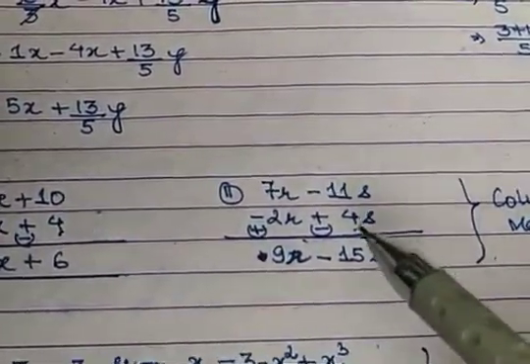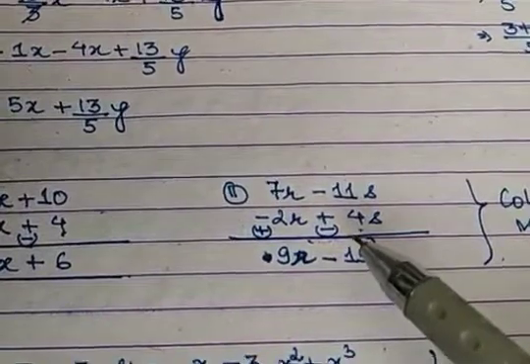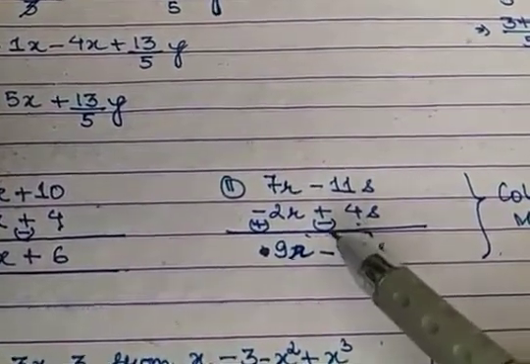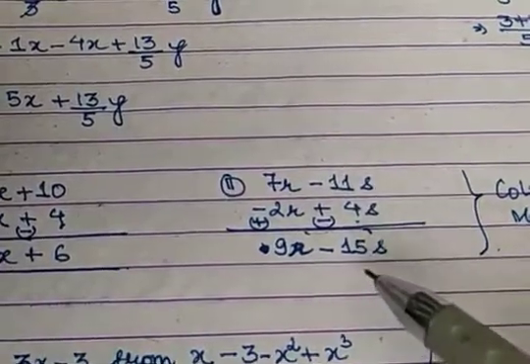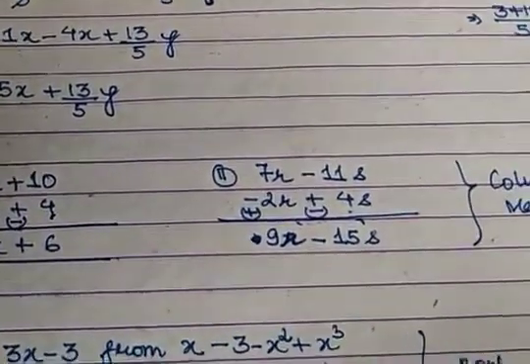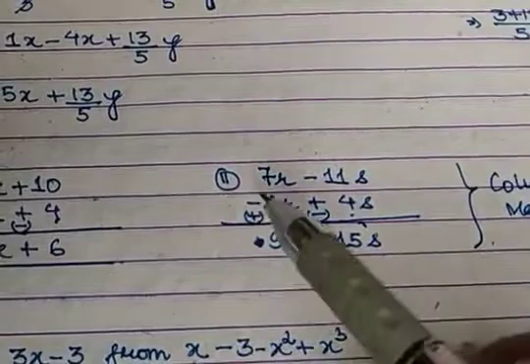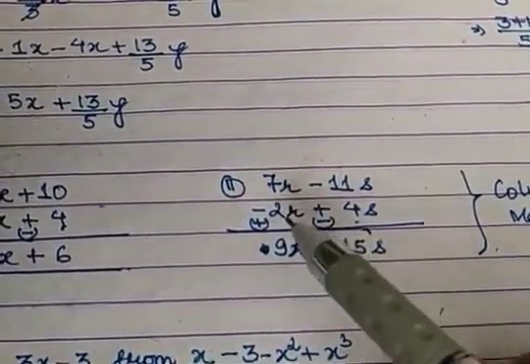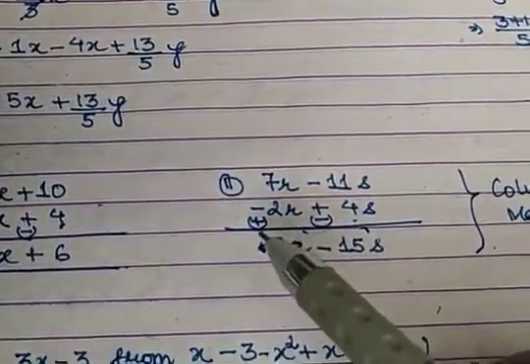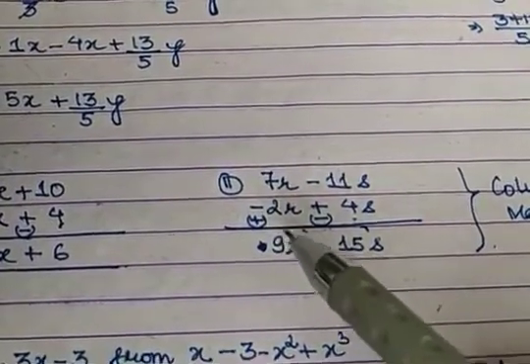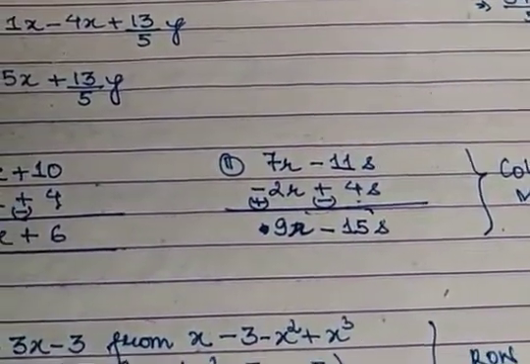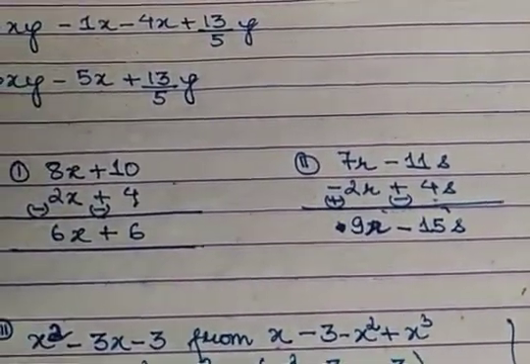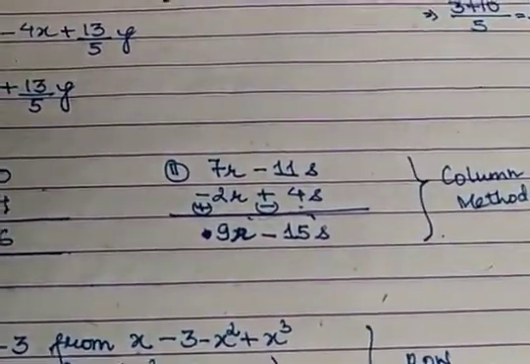Now we need to follow the new sign. So 4s with a minus sign, and 11s also with a minus sign. Same signs are added, sign remains the same. So we have here minus 15s. Similarly, 7r and 2r. The new sign for 2r is plus, so 7 plus 2 is 9. So 9r in here. Is it okay? So 9r minus 15s.